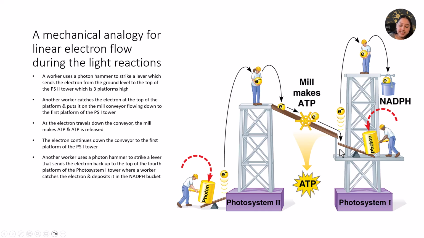The electron hits here in photosystem 1. Another worker uses a photon hammer and then launches it up even more. And then there's a worker up here that catches the electron and then puts it into a bucket, making NADPH. So hopefully that helps. I think it's not too bad when you think of the big picture. So this is how you're transferring one form of energy into moving something else along.